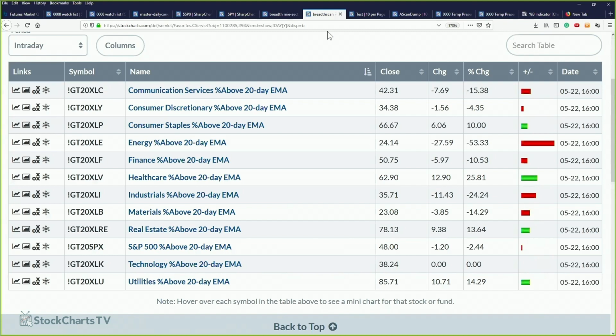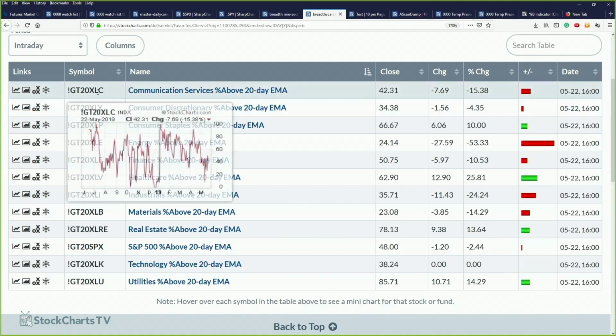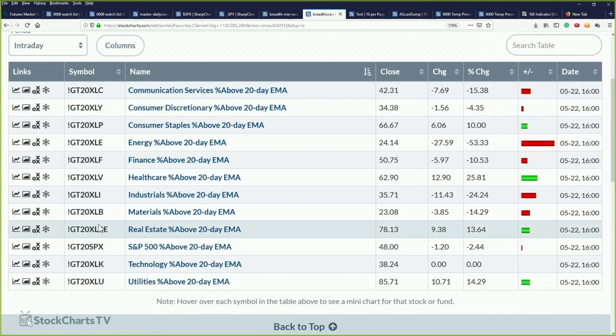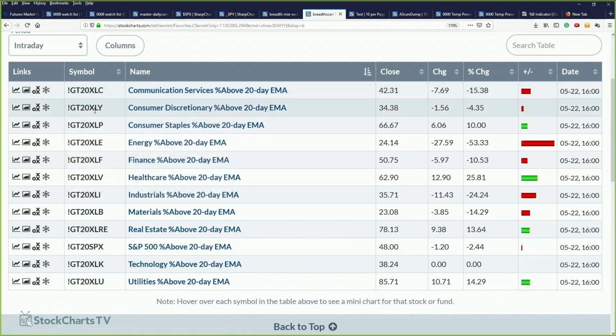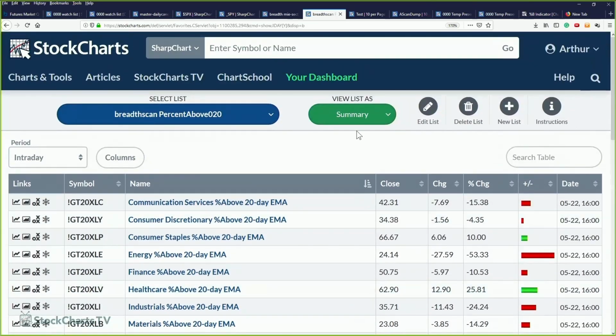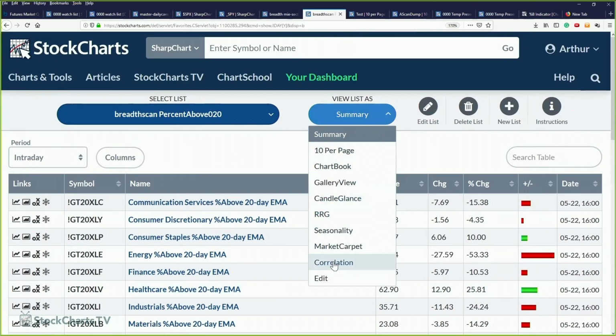So this indicator group is the percentage of stocks above the 20-day EMA. And for this table, I've got it for the S&P 500 plus the 11 sector SPDRs. And I just created a chart list, and there you can see the symbols. They're very easy to create, and that's also handy. You just hover over the symbol and you get a chart to view. So it's exclamation point GT20 and then the SPDR symbol, XLC, XLY, XLP, and so on. And so you put these in a chart list, and then you can view them a number of different ways.